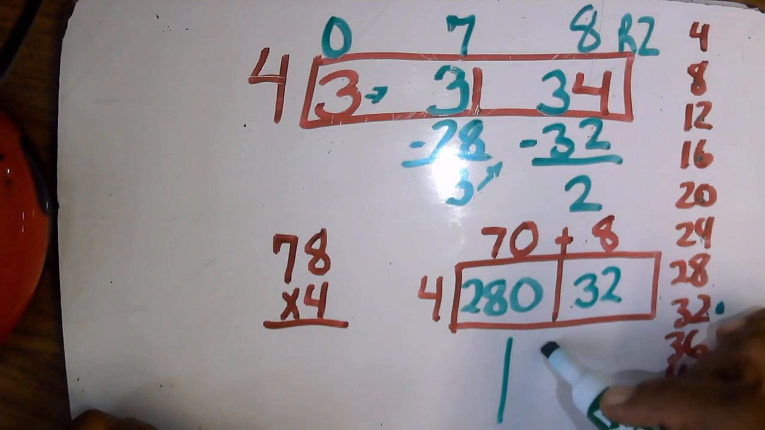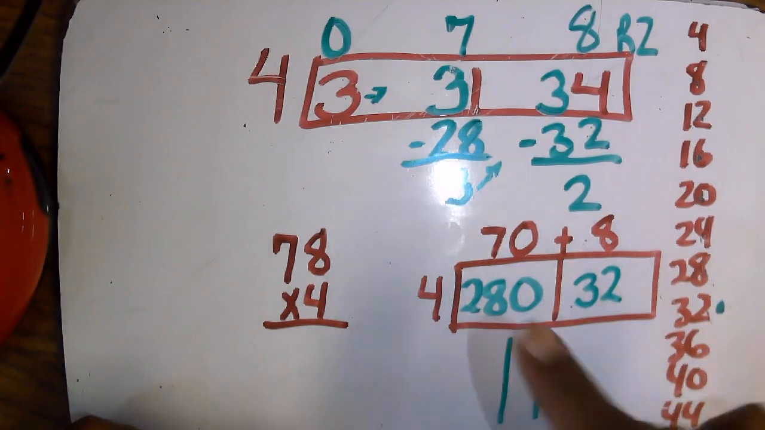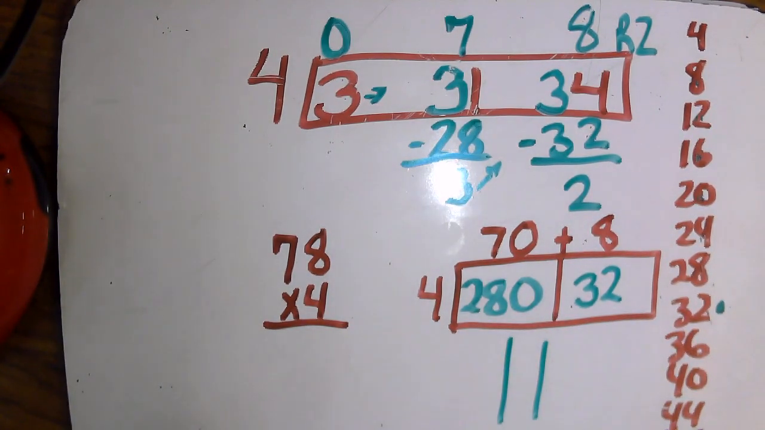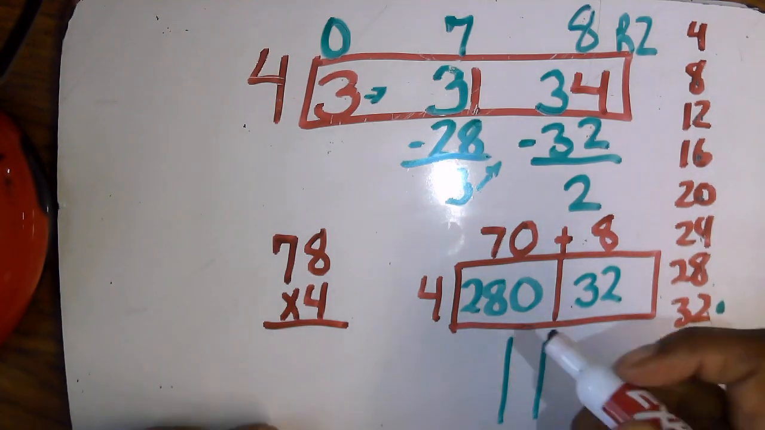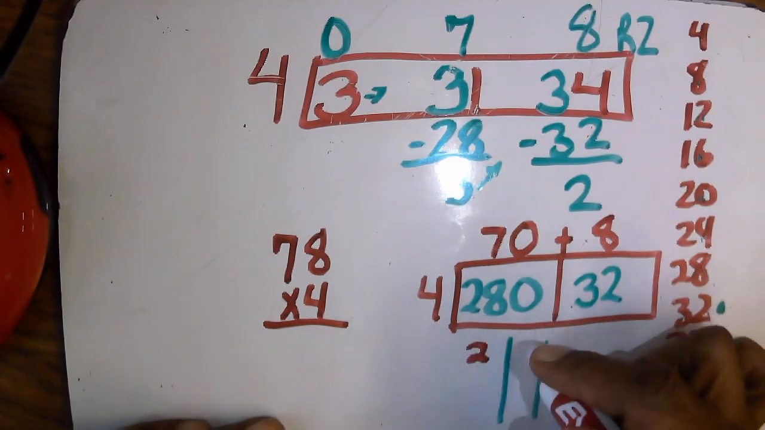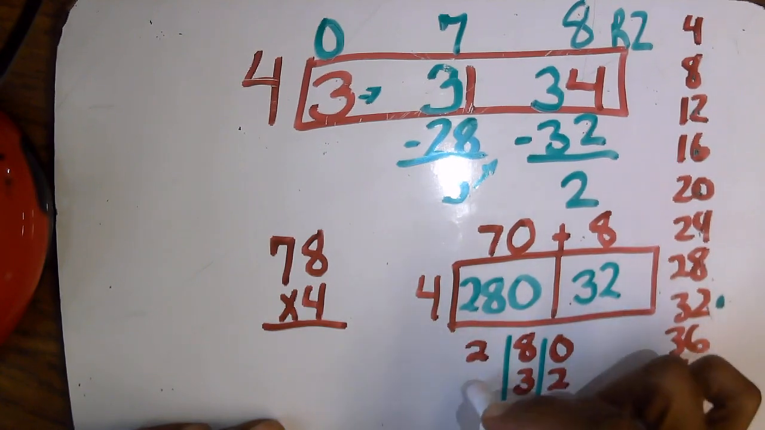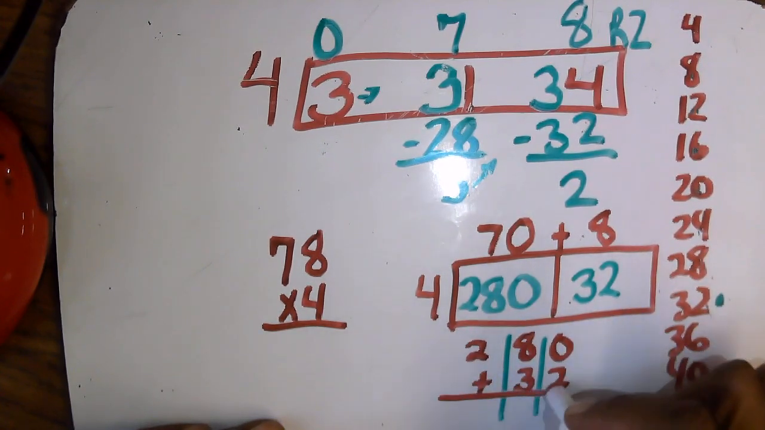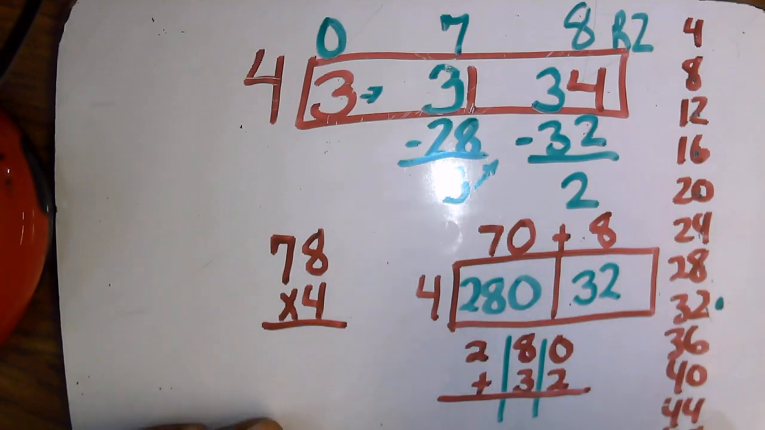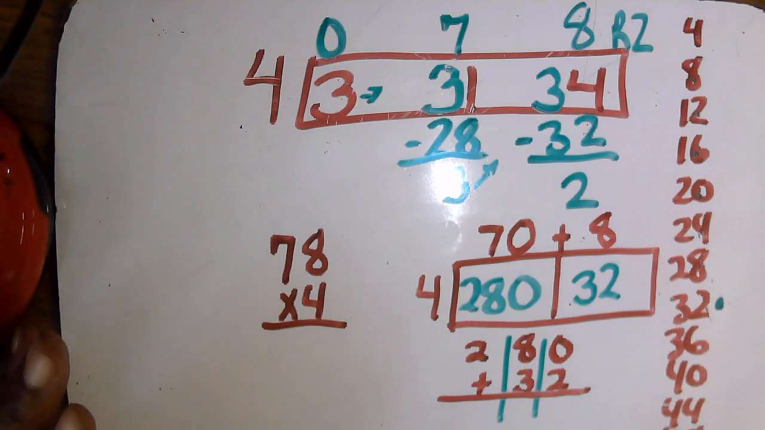So now we're going to do our 2 lines. We're going to add our numbers in our area box. So we have 280 and we have 32. Now make sure you draw your lines so it's nice and neat, because a lot of times students will get them correct in the boxes, but they're not lined up correctly.